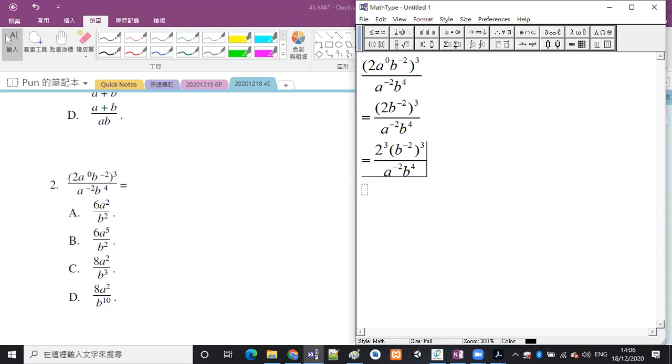Then 2 power 3 becomes a pure number. You may use the calculator. That is 8. Then we have power of powers: b -2 and then power 3. We just multiply the powers together, so it's b -6. And then we have a -2 and b 4.